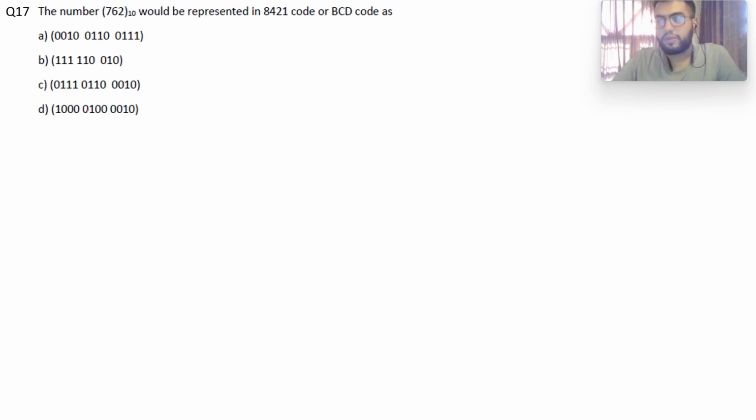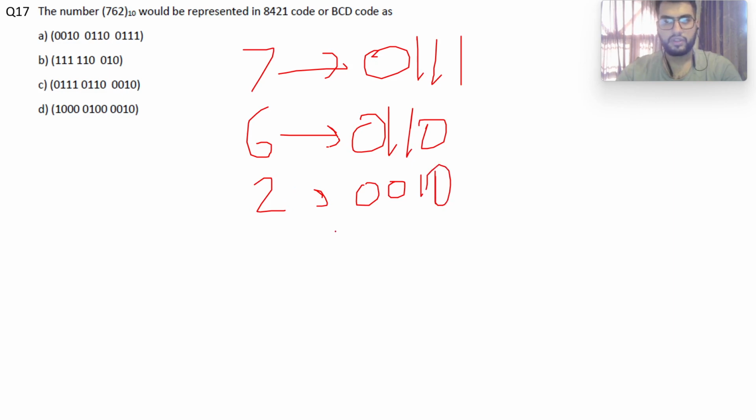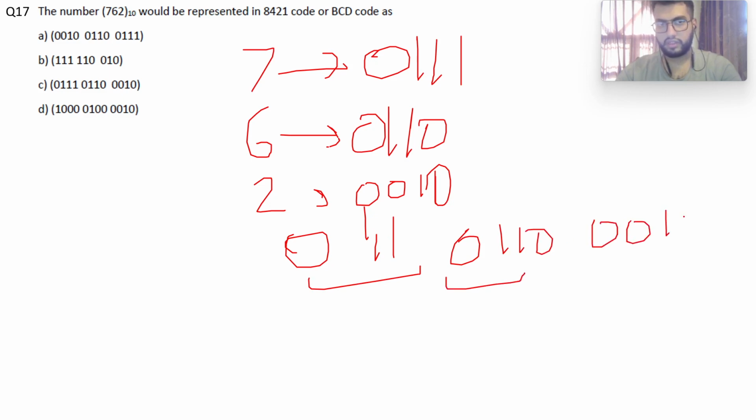Now we have another question along these lines as well. The number 762 in decimal would be represented in 8421 code or BCD code as, so 7, I'll take 7 and write its BCD equivalent, that is 0111. Then 6 I'll write as 0110, and then 2 I can write as 0010. So my final number will be 0111 0110 0010. That is option C.